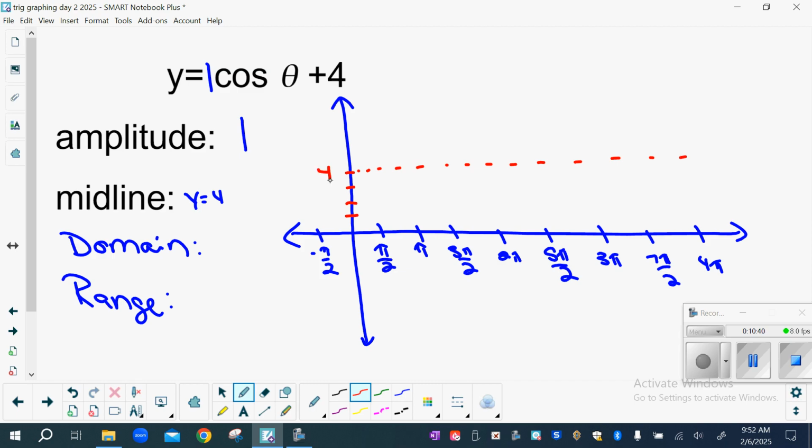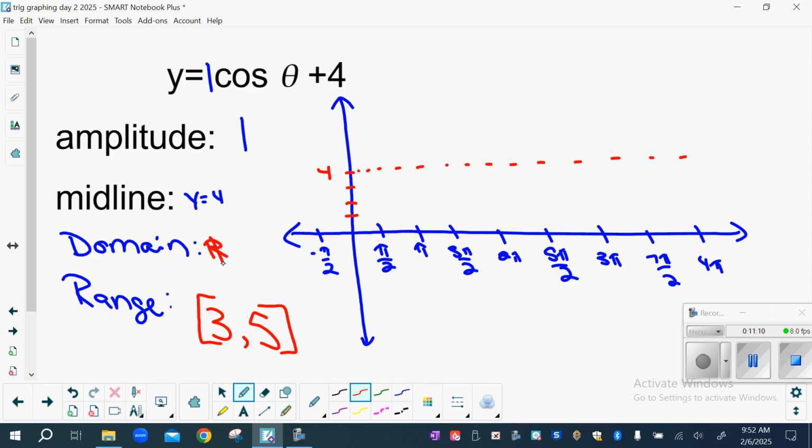Now, a lot of people dive right on into it. For me, I think about my range first so I know what I'm doing. And I know the highest I will go is 4, the midline, plus 1. That's the highest. And the lowest I will go is 4 minus 1, the trough of my wave, right? That's all real numbers for the domain, so that's done.